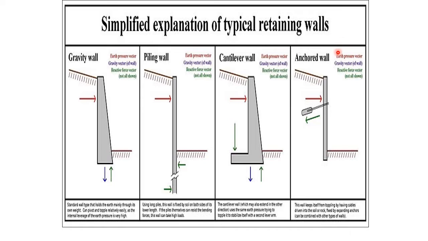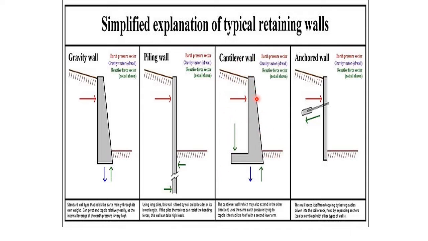Okay, this is the simplified explanation of typical retaining wall. The first one is gravity wall. So how actually the force react pada this wall? The earth pressure akan push retaining wall ni untuk overturn. However, gravity akan help to stabilize the retaining wall. While piling, there is also active earth pressure at the back and passive earth pressure from the front.